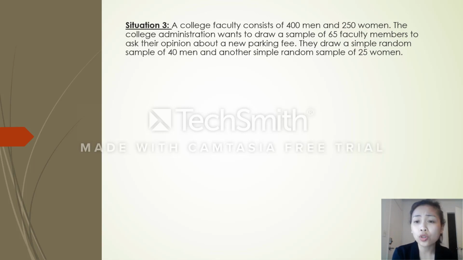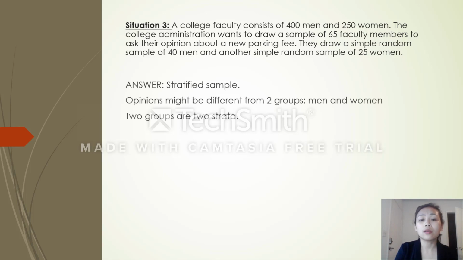That's why we have 2 strata. One stratum is the group of 400 men, and the other stratum is the group of 250 women. In each stratum, we collect a random sample. In the stratum of men, we collect a random sample of 40. And in the stratum of women, we collect another random sample of 25 women. So that is another example of stratified sample. So opinions might be different between the 2 groups, men and women. The 2 groups are the 2 strata.